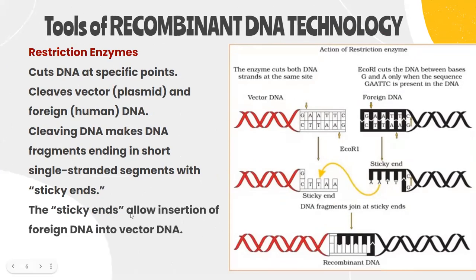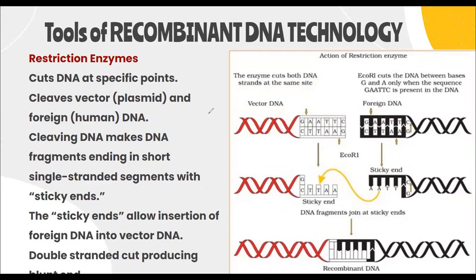Okay, so the sticky strands, this setup is known as sticky end. So the sticky end will allow insertion of the foreign DNA into the vector DNA. And a double-stranded cut will produce blunt end. So sometimes this type of cut is created, sometimes a direct cut is created, like this is the blunt end, or sometimes this type of cut is created, creating sticky ends. So very, very important tools are the restriction enzymes.